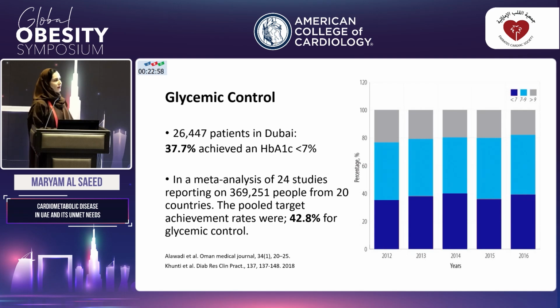If we want to compare against other countries, maybe everybody's like us, maybe it's not just us, maybe it's the entire world facing the same problems. If you look at this meta-analysis by Kunti, of more than 350,000 individuals from 20 countries, when they looked at how many of them were achieving an HbA1c below 7%, it was about 42.8%. So the whole world wasn't doing great, but we were a little bit worse. So we were not achieving it.